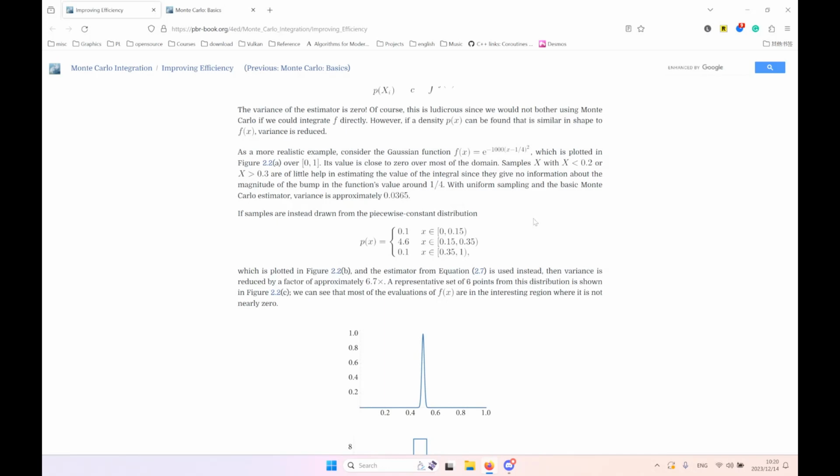Okay, I see what it's trying to do. Even if it's not perfectly overlapping, even if it somewhat matches the shape. Okay.